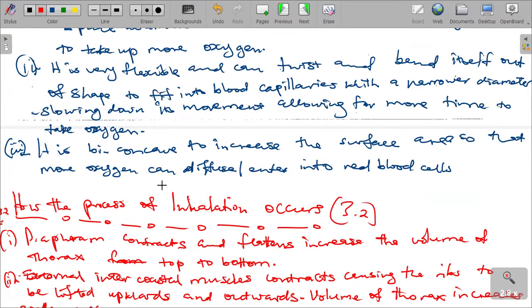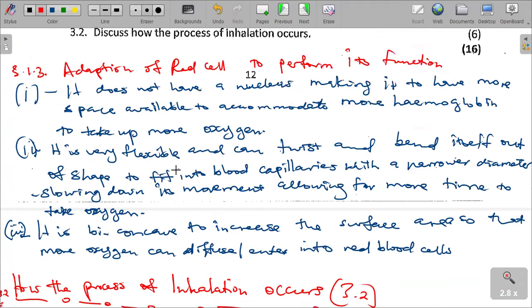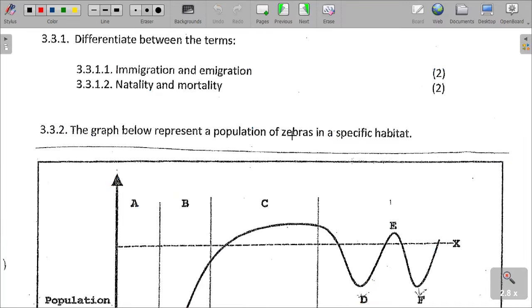So you are just asked to explain, to give a narrative of what happens during the process of inhalation. Differentiate the terms immigration and emigration. Let's just quickly rush to complete this one. Immigration is the movement of organisms into an area, while emigration is the movement of organisms out of an area.